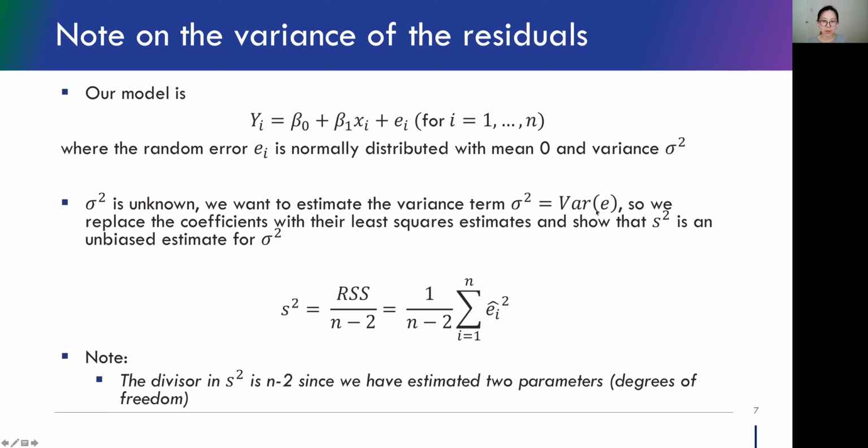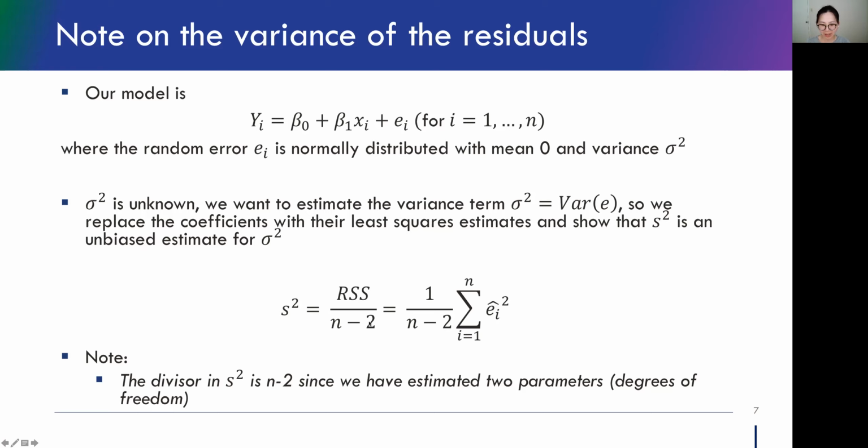by the sample variance, where we basically replace the coefficients with their least squares estimates and show that this sample variance is an unbiased estimate for sigma squared. So write it out. This S squared is our residual sum of squares, RSS, divided by n minus 2. Hopefully this is familiar to you, like the sample variance. Normally we would have RSS divided by n minus 1, but in this case we have n minus 2.